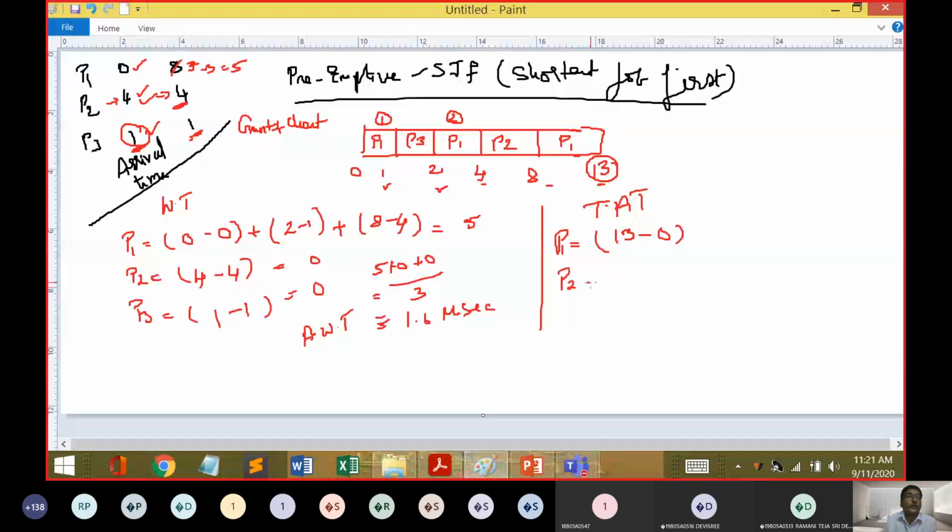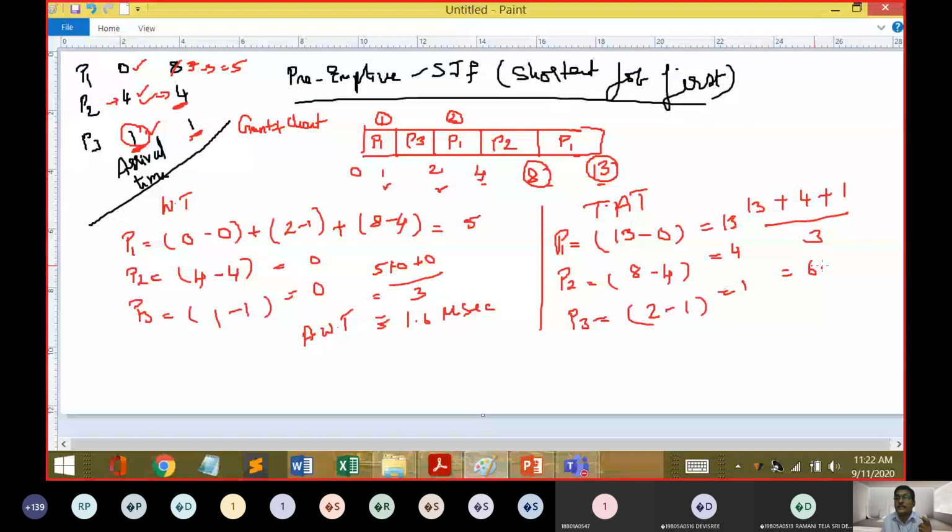Next we compute P2. P2 has an arrival at 4 and completed its job at 8, so 8 minus 4 here. Next P3. Its arrival time is 1 and it concluded at 2. So the answer is 13 plus 4 plus 1 divided by 3. We get 6 milliseconds. That is how we work with preemption.